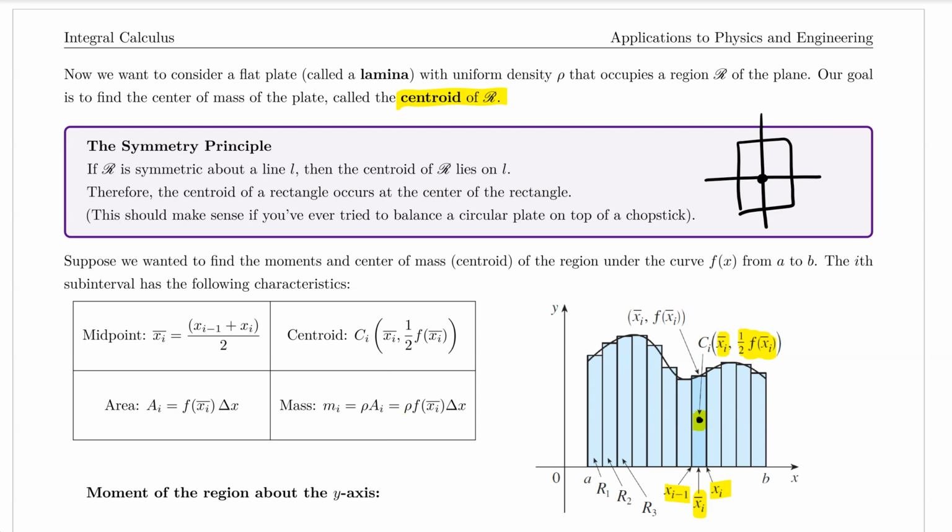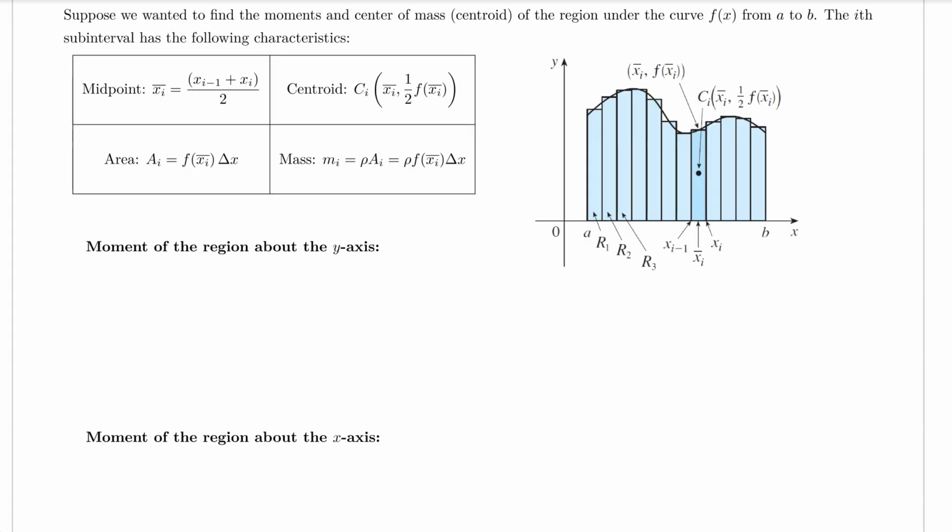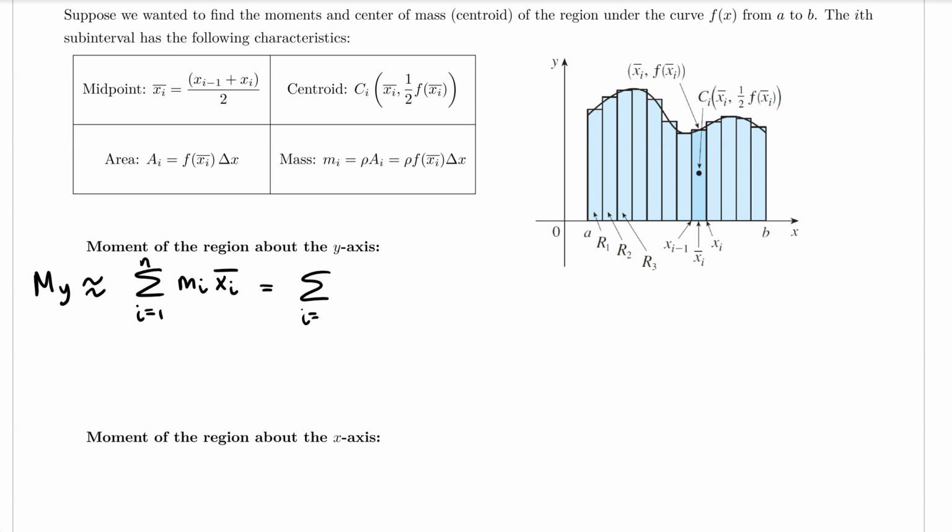So those are the characteristics of the ith subinterval if we're looking at a function f of x from x equals a to x equals b. So let's take a moment now to find the moment of the region about the y-axis. So capital M sub y is approximately equal to, like we had before, the sum from i equals 1 to n of m sub i times x sub i bar, and this is equal to the sum from i equals 1 to n.